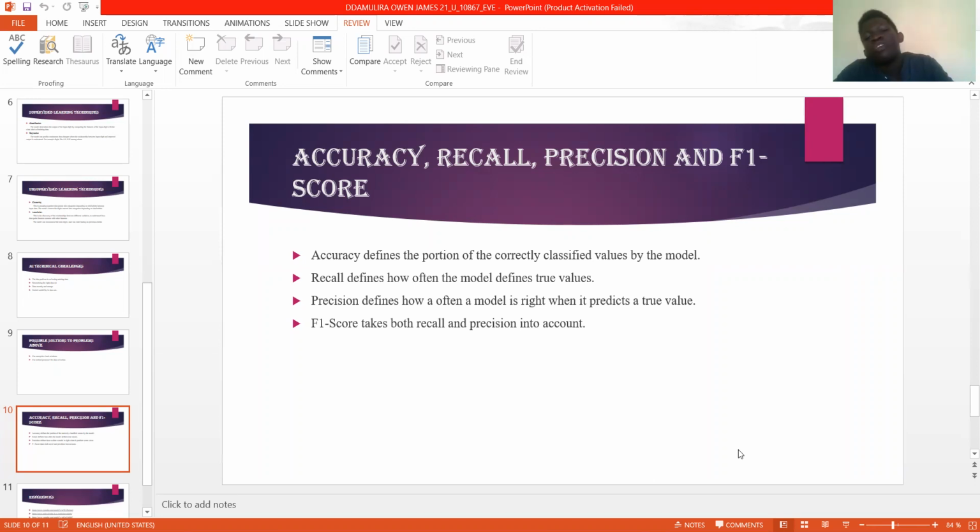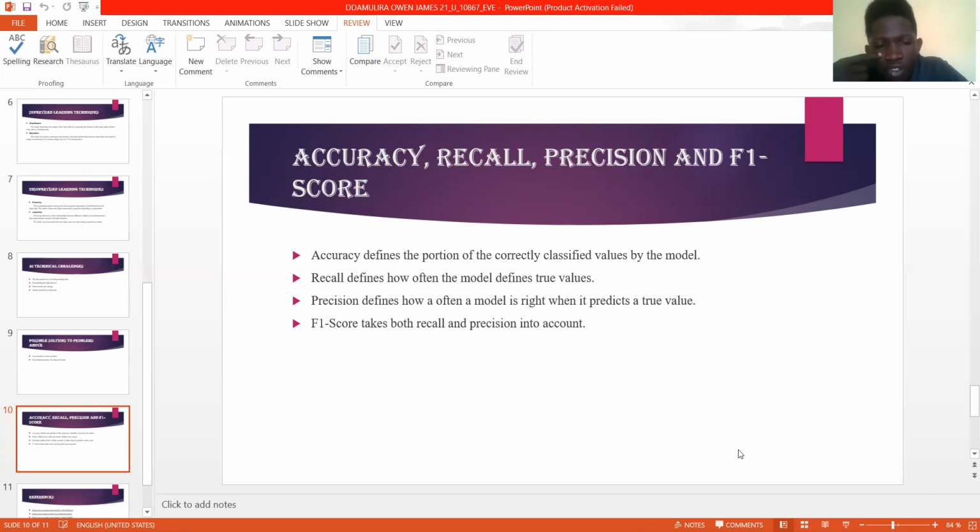Then recall defines how often the model identifies true values. What do I mean by that? If it says that this is a true value and indeed it's a true value. How often does it predict a true value? That will be true positives out of true positives plus false negatives, because you are measuring how often it predicts. If it is a true value, does the model catch it? That's the question we're asking ourselves.